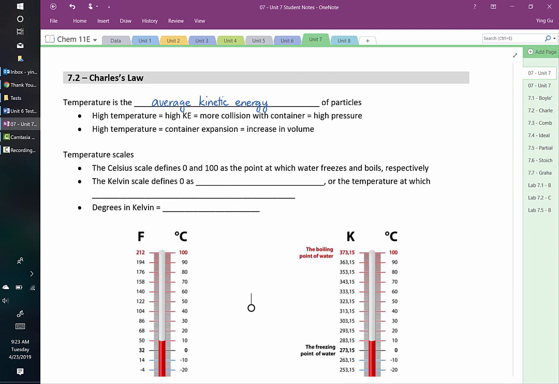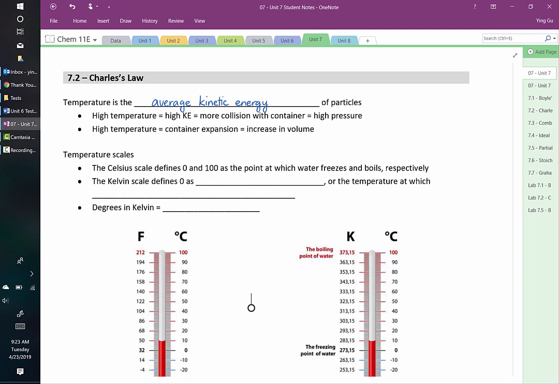As observed in the Charles' Law lab, we know that if we increase temperature, that means that we are increasing the total kinetic energy of the sample, which means that more particles are hitting against their containers more frequently, which means a higher pressure if the container is non-flexible.